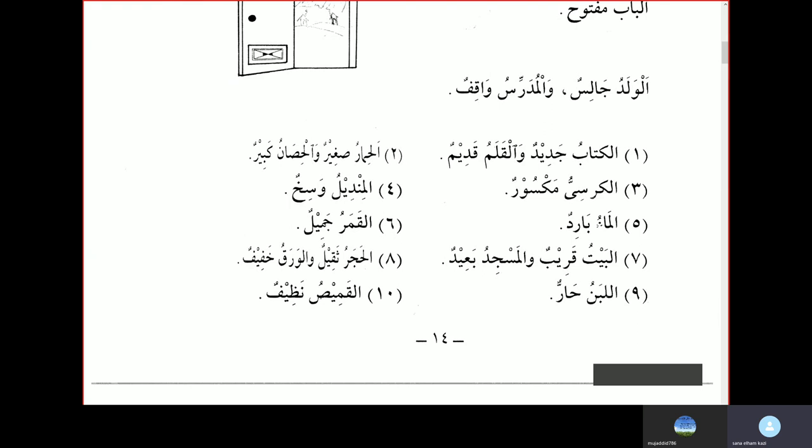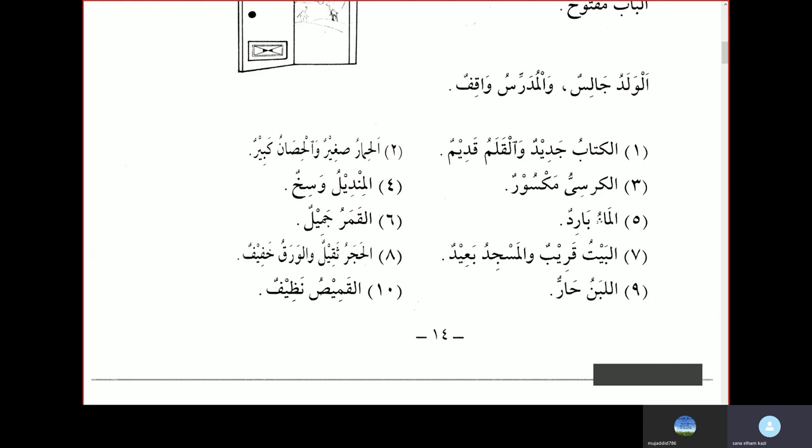Al-waladu jalisun, wal-mudarrisu waqifun. The boy is sitting and the teacher is standing. Few more sentences. Al-kitabu jadidun wal-qalamu qadimun. The book is new and the pen is old. Al-himaru saghirun wal-hisanu kabirun. The donkey is small and the horse is big.